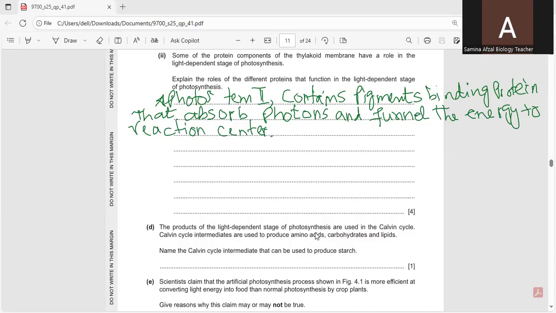And what is the reaction center? A special pair of chlorophyll a molecules that upon excitation lose an electron and become oxidized. And then the water splitting enzyme is present over there, located on the lumen. This complex contains proteins that catalyze the photolysis of water to replace the electron lost.